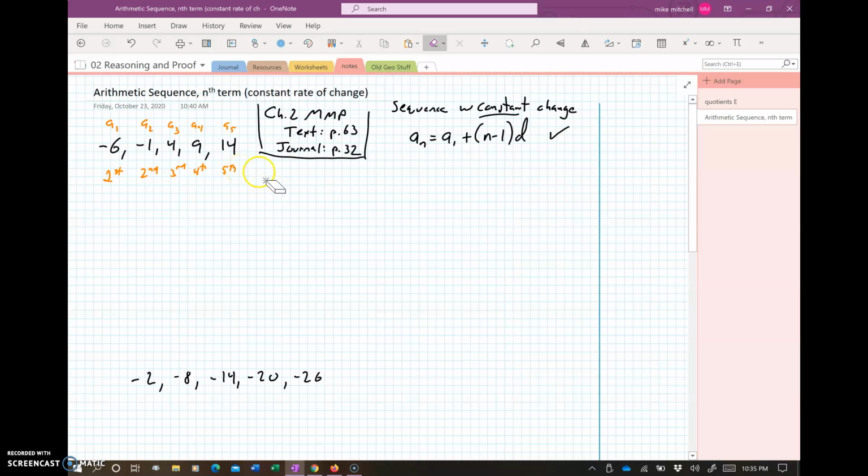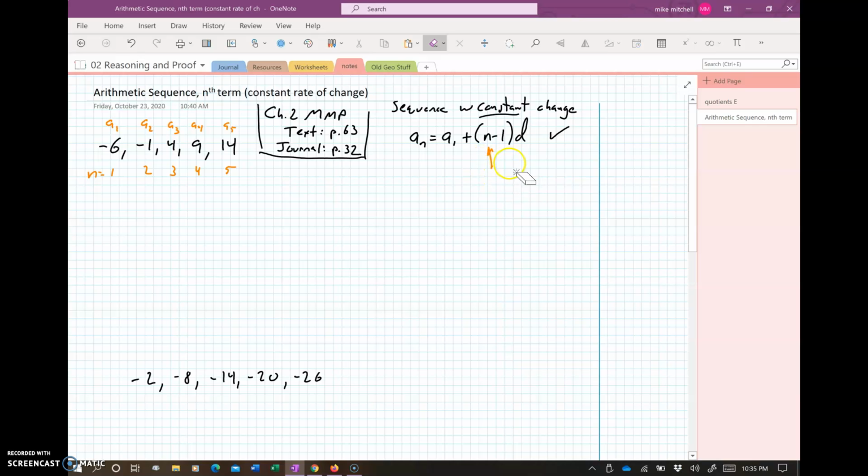On these, n would equal 1 on the first term, 2 on the second, 3 on the third, 4 on the fourth, 5 on the fifth, and so on. That's that n that we have over here.